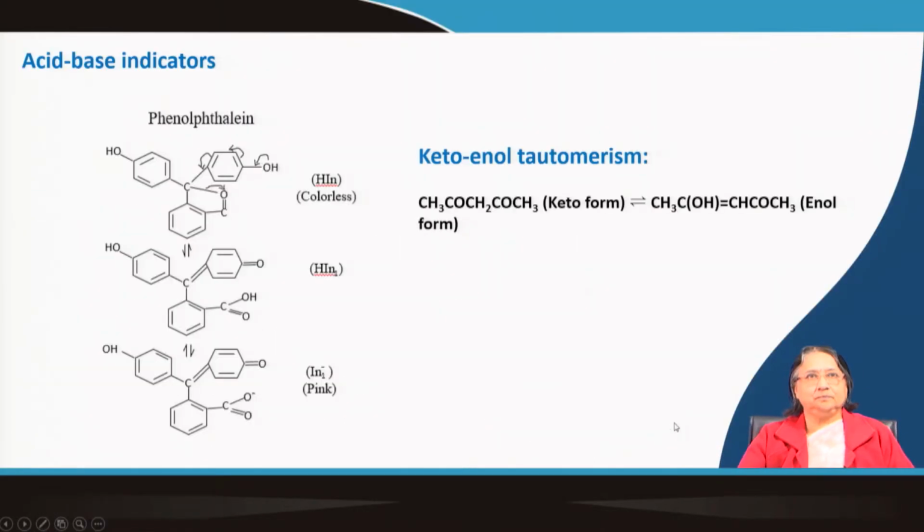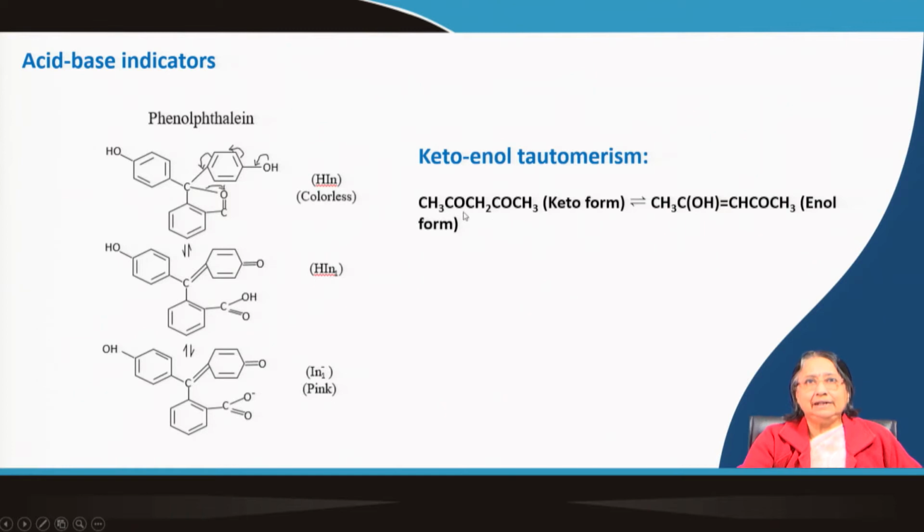Okay. Now, here comes the structure of phenolphthalein. This is the structure of phenolphthalein. So, before going to this, I must tell you what is tautomer. I have told you that this is an isomer. Here you can see, those who are from chemistry already know what this is. This is nothing but acetyl acetone.